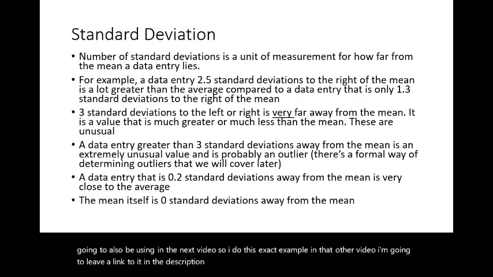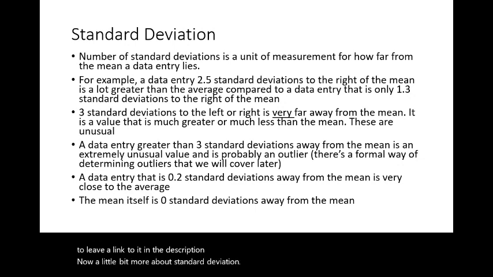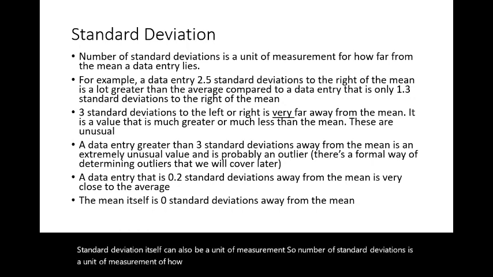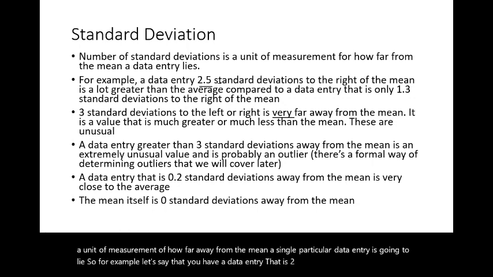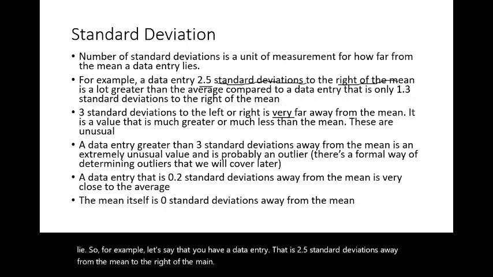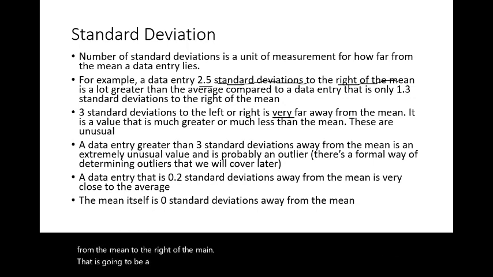Now, a little bit more about standard deviation. Standard deviation itself can also be a unit of measurement. So number of standard deviations is a unit of measurement of how far away from the mean a single particular data entry is going to lie. So for example, let's say that you have a data entry that is 2.5 standard deviations away from the mean, to the right of the mean. That is going to be a lot greater than, let's say, a data entry that is only 1.3 standard deviations to the right of the mean.